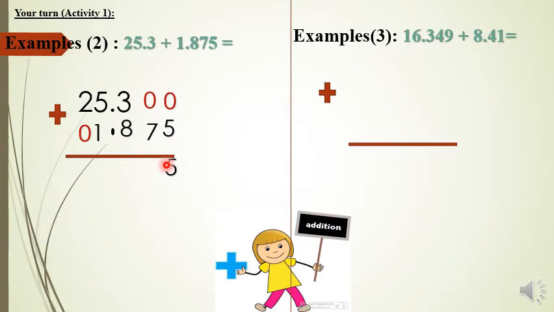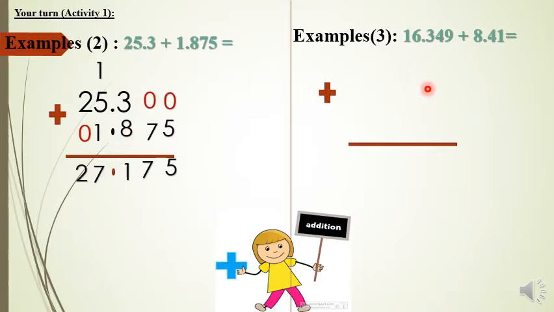5 plus 0, it's 5. 7 plus 0, it's 7. 8 plus 3, it's 11. We put 1, and the other one is carry out. So it should be 5 plus 1, it's 7, and 2 plus 0, it's 2. And we put the decimal point under the other decimal points. Don't forget to drop down the decimal point.